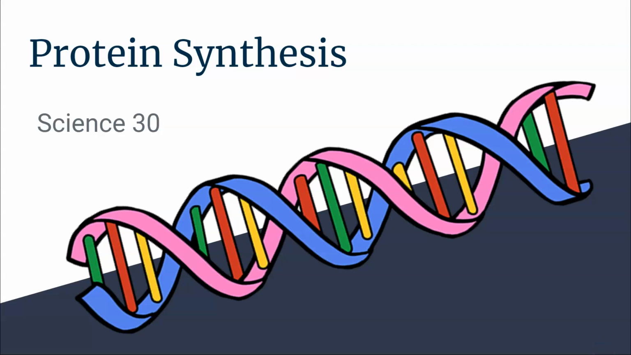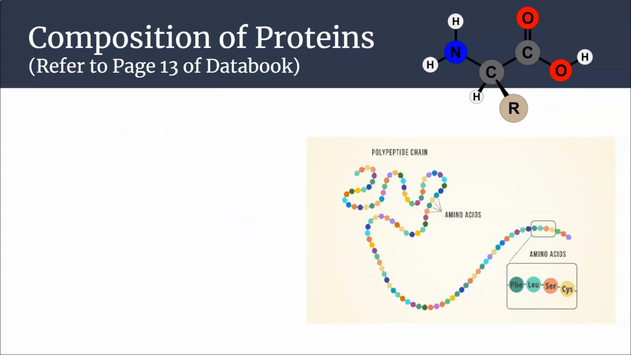We are going to discuss how your DNA ends up making all the proteins that make up you. So when it comes to the composition of proteins, we're going to talk about where they are, what they are, and how they're made. But for the entire portion of this video, anytime I talk about something called an amino acid or a codon or a triplet, you're going to refer to page 13 of your data book, which has your amino acid chart. So your body is made up of 20 different amino acids.